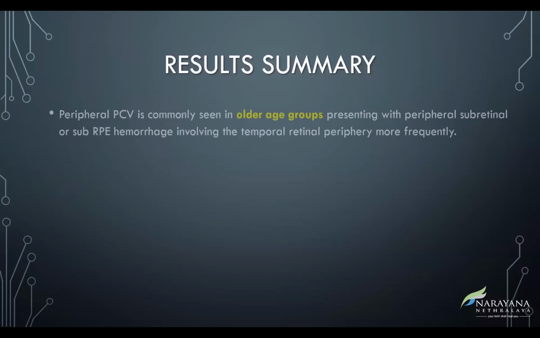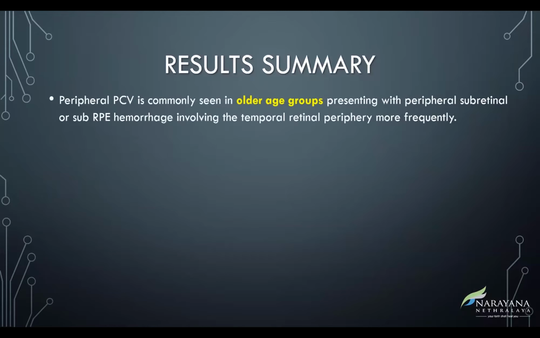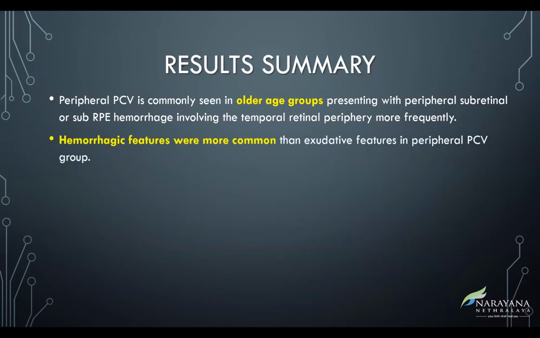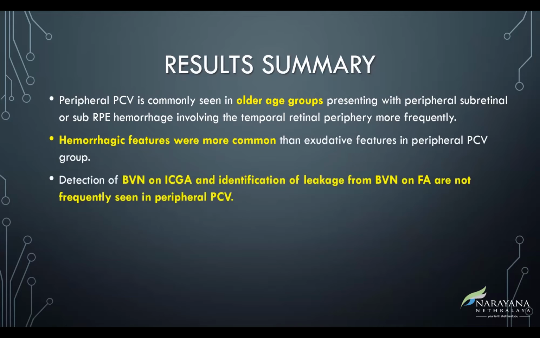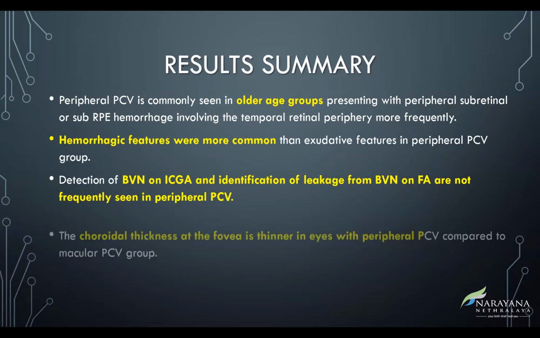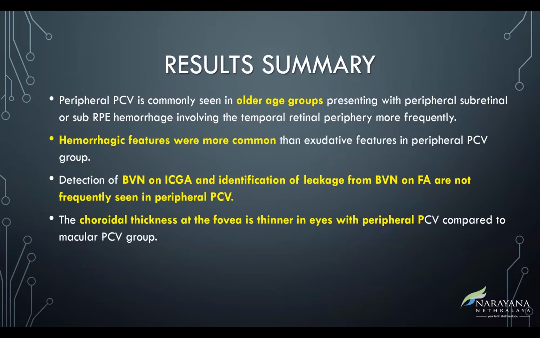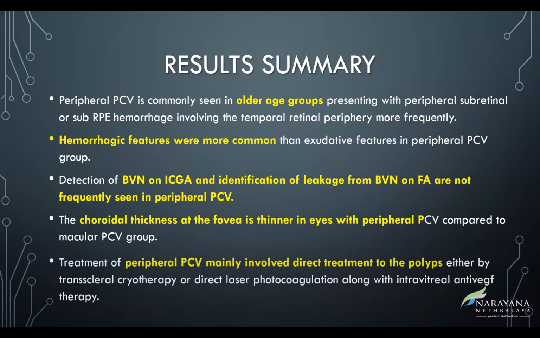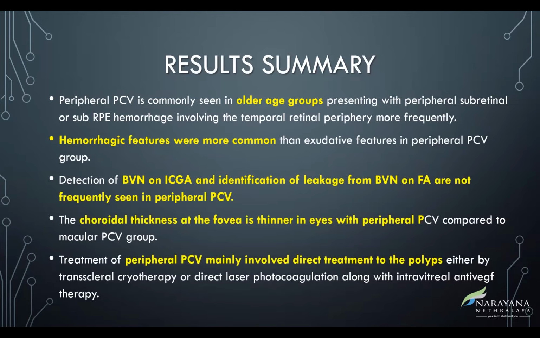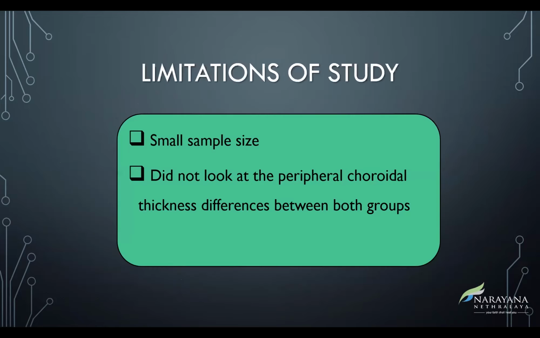So to summarize our results, peripheral PCV is commonly seen in older age groups. Hemorrhagic features were more common than exudative features in the peripheral PCV group. The detection of a branching vascular network on ICGA and identification of leakage from this network on FA are not frequently seen in the peripheral PCV group. The choroidal thickness at the fovea is thinner in eyes with peripheral PCV compared to the macular PCV group, and treatment of peripheral PCV mainly involves direct treatment to the polyps.